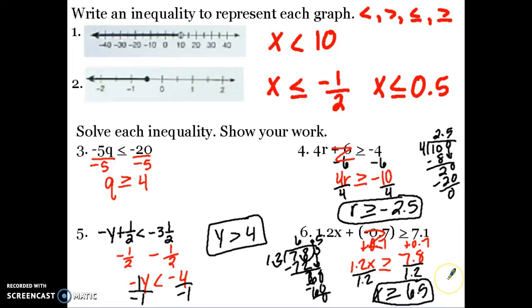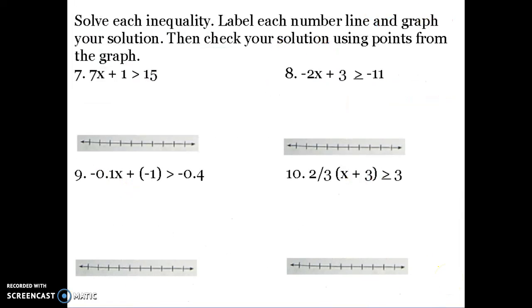6 5/10. Solve each inequality, label each number line, and graph your solution. Then check your solution using points from the graph. 7x plus 1 is greater than 15. First thing we're going to do is subtract 1 from both sides.